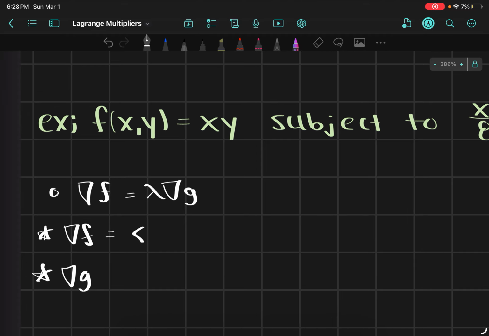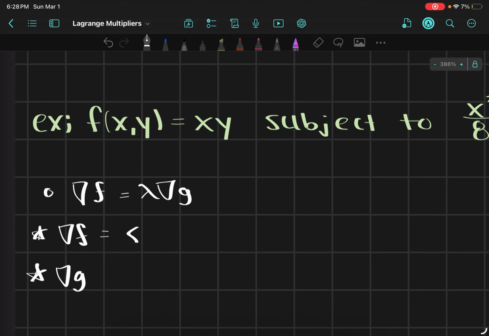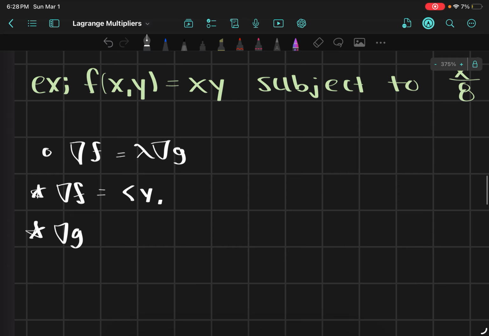What's the partial of this function with respect to x? Well, that's just going to be y. Inversely, what's the partial of our objective function with respect to y? Well, that's going to be x.